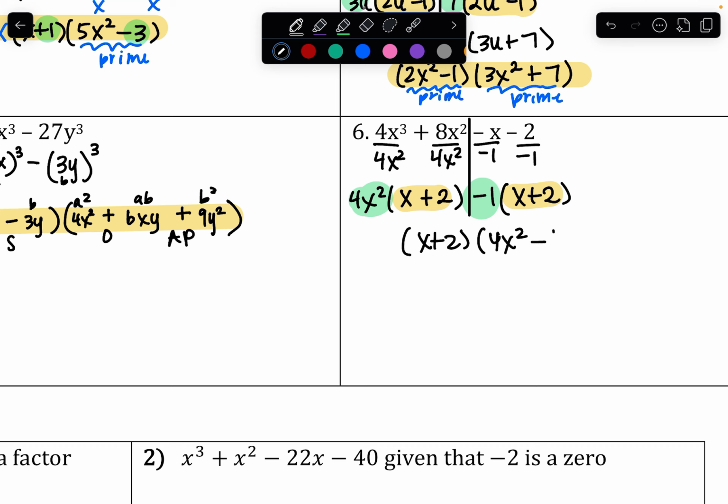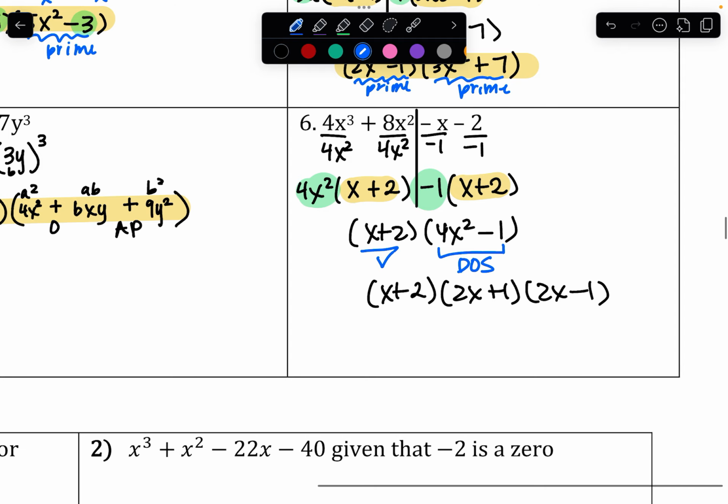Now we are not done. We have a linear, so that one is done, but we have a difference of squares. That factors to 2x plus 1 and 2x minus 1. Okay, and so now that we have all our linears, we can double check, make sure x times 2x times 2x is 4x cubed. That's what we wanted.